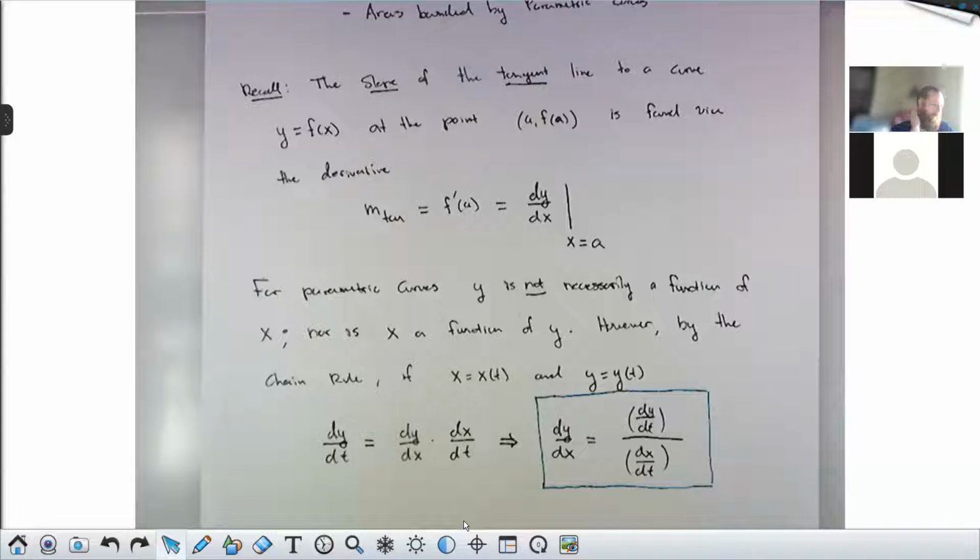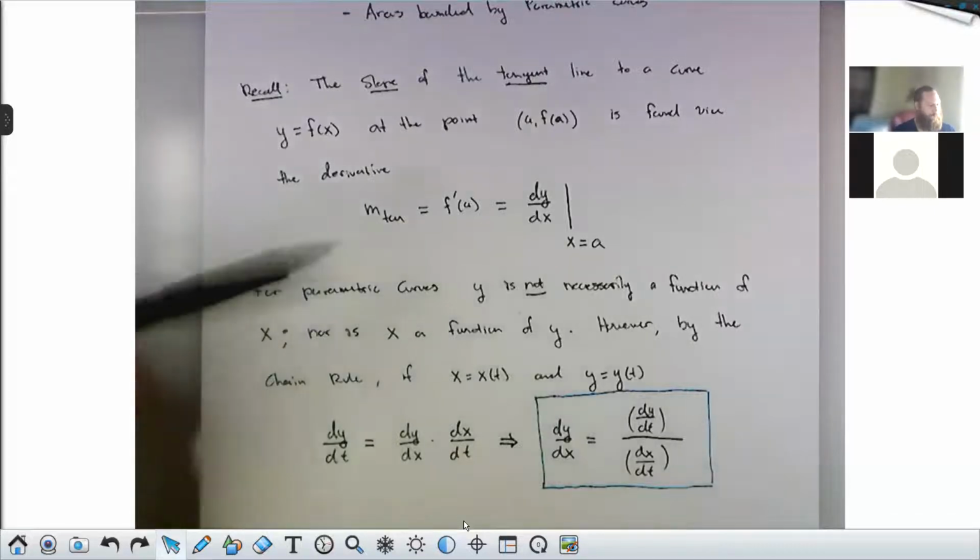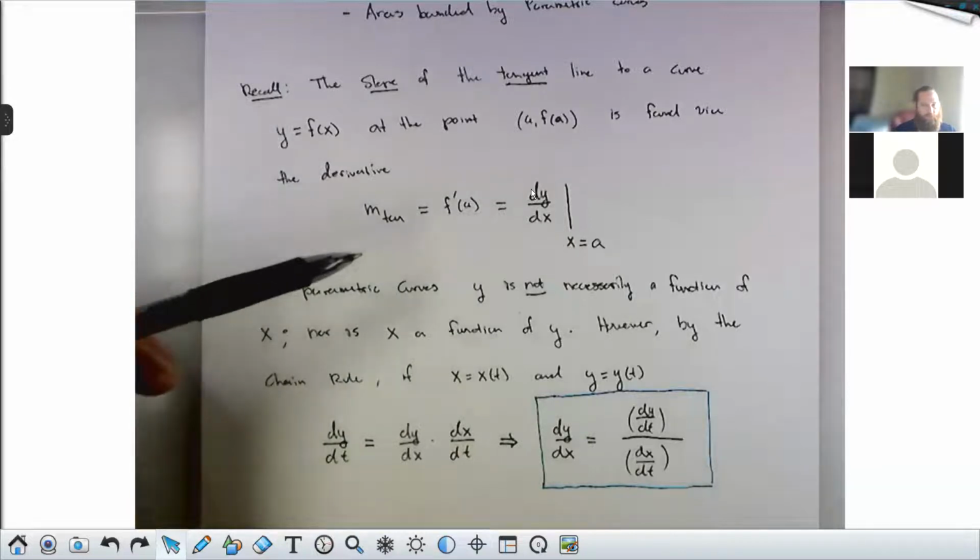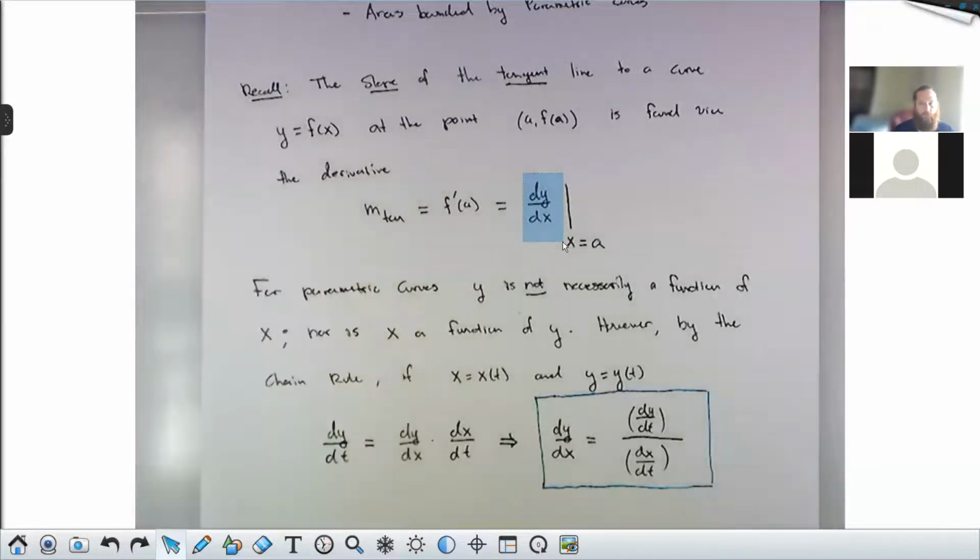The difference here is that in Calc 1, your dy dx was a function of x, right? When you had like y equals x cubed or something, and when you calculate dy dx, you get 3x squared or something. You get this thing as a mess of symbols involving the letter x. Here, because dy dx is calculated as dy dt over dx dt, and both x and y are functions of t, this thing is going to have t's in it, not x's.